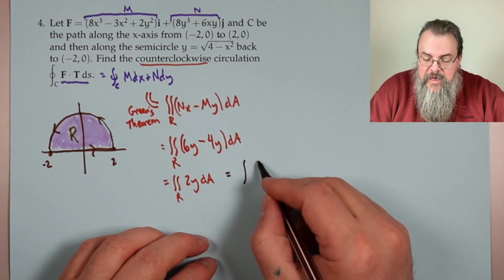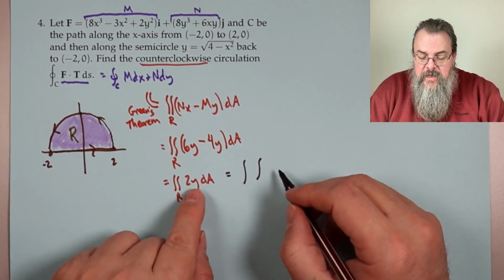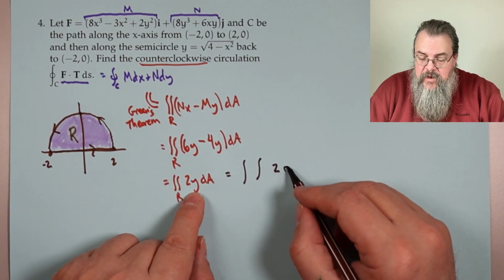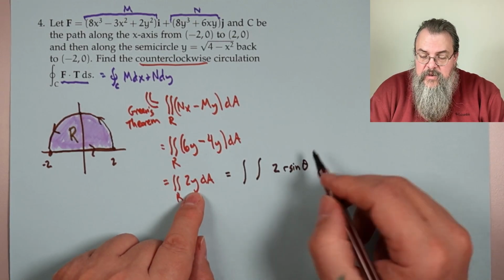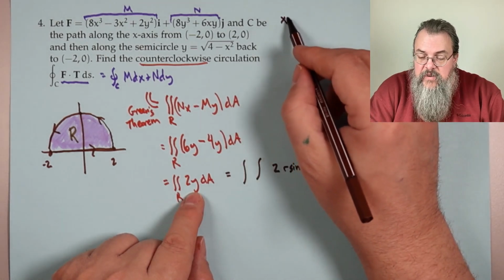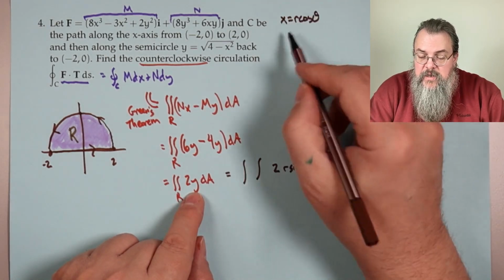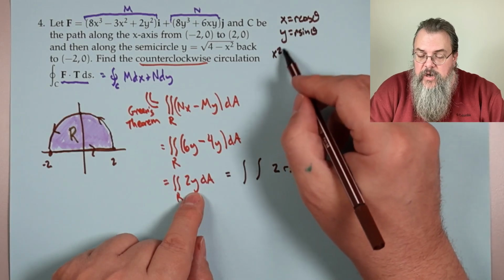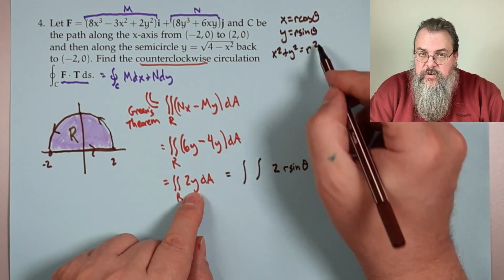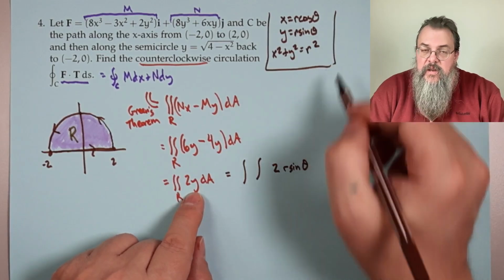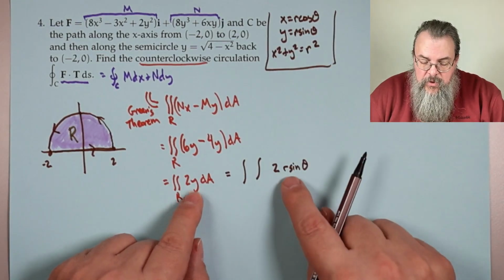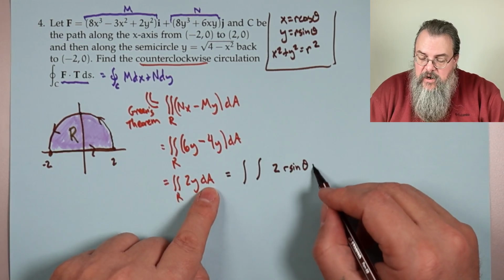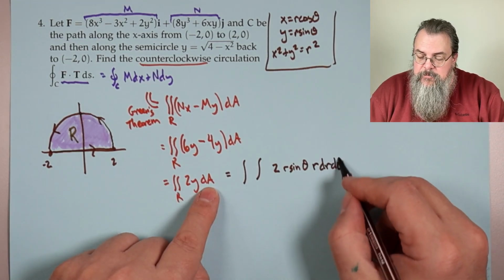As we set it up, we'll get our bounds in a second. We say, well, y in polar is r sine theta. So remember, in polar, x equals r cosine theta, y equals r sine theta, and x squared plus y squared equals r squared. Those are our basic formulas for us to know. So y is r sine theta. dA adds another r, so r dr d theta.